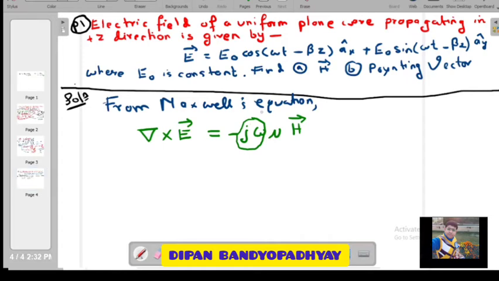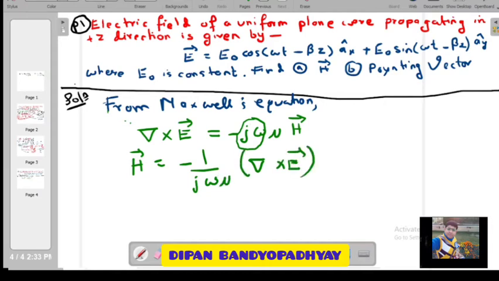Now E is given to us, we simply need to take the curl of that E and you can easily find the value of H. So what will be our H? H is basically minus 1 by j omega mu times the curl of E. This is what you need to calculate to get the value of H. This is part A of this problem.